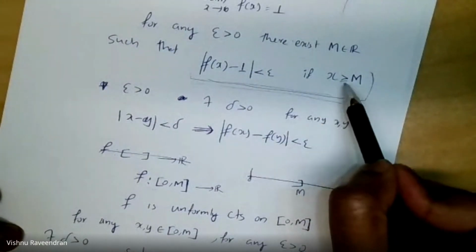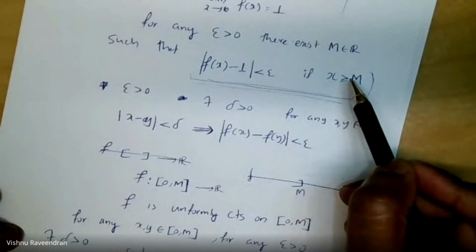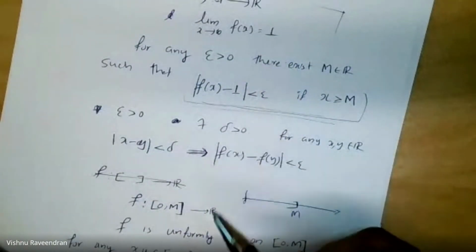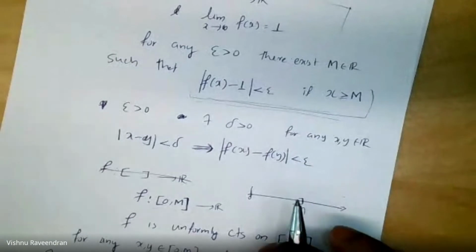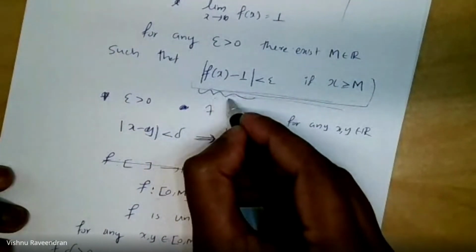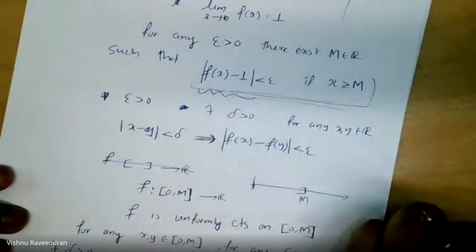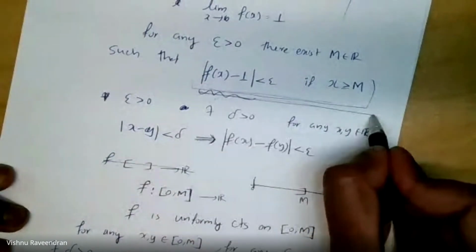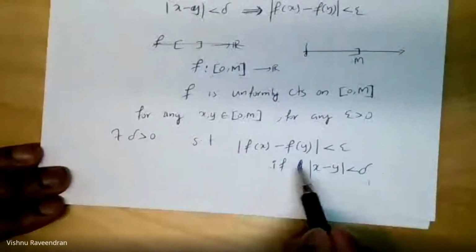Because of the information limit x goes to infinity, f of x equal to 1. So can you get some information from here to prove the uniform continuity? I mean, like from this definition, can you get something like this?